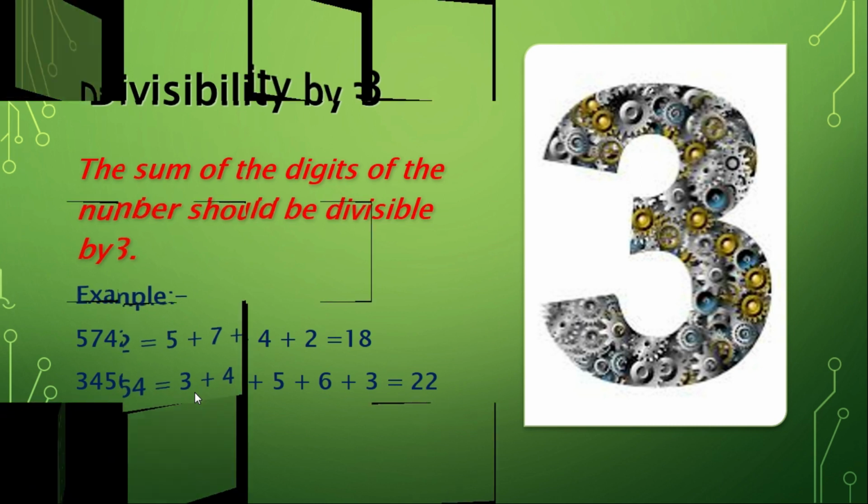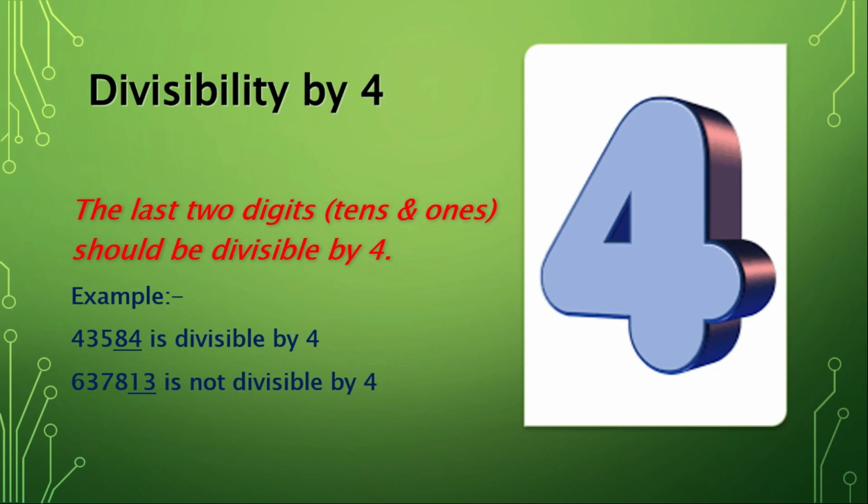Next is divisibility by 4. In divisibility by 4, you have to check the last two digits, that is the tens place and the ones place, which should be divisible by 4. Example, 43,584. The last digits are 84, and 84 is divisible by 4. As you can see, 8 and 4 both are divisible, so 84 is divisible by 4. So that means this whole number is divisible by 4.